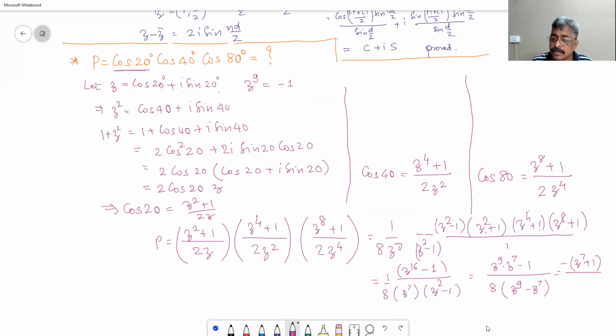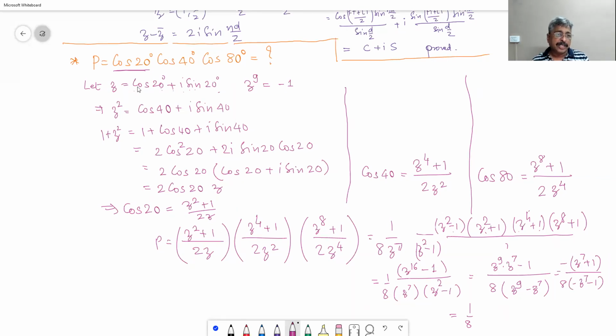Yes sir. This is minus 1, so minus z raised to 7 minus 1, this is correct. And here what will happen? This is also minus 1. So this is also 8 into minus z raised to 7 minus 1, which is equal to 1 upon 8. Okay, so that is the trick.